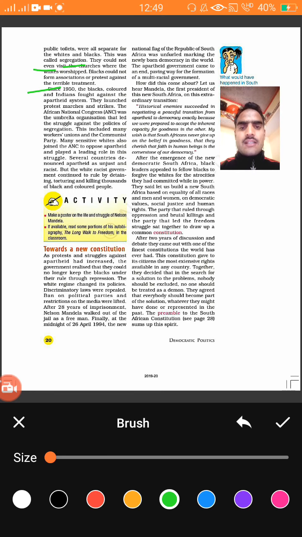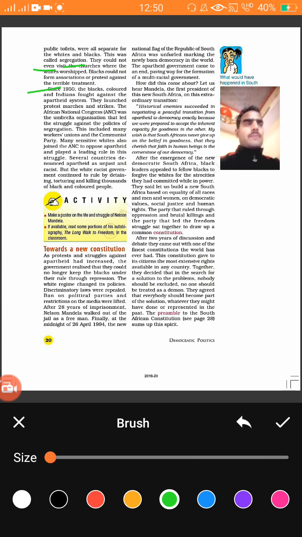They launched protest marches and strikes. The African National Congress, ANC, remember students, the full form of ANC, African National Congress, was an umbrella organization. Umbrella means all the anti-white parties came together and made one party. This is called the umbrella struggle organization that led the struggle against the policies of segregation. This included many workers, unions and communist parties.